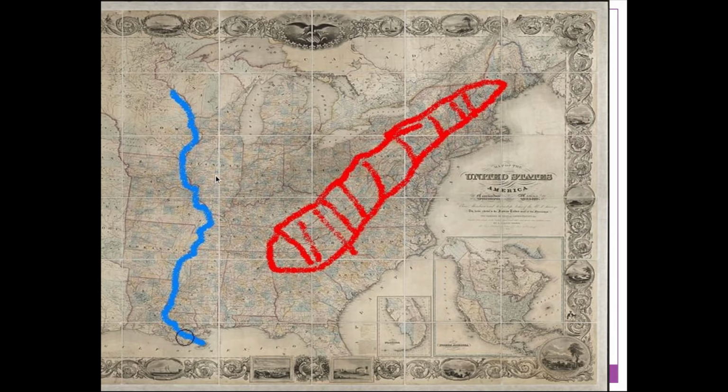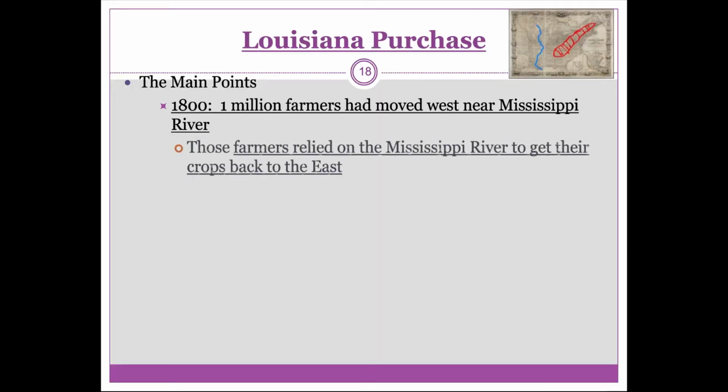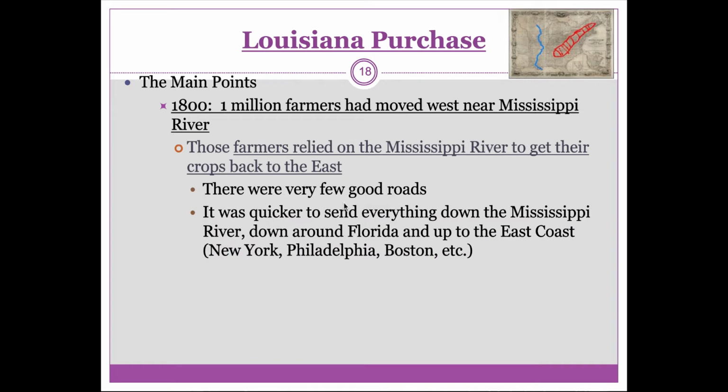So what they were doing instead is they were loading up their corn. They were taking it to the Mississippi River. From here, it would be put on a barge, and they'd float the barge down to New Orleans. And once it got down into New Orleans, they would transfer the corn to a larger boat, and then the boat would go all the way around Florida, come up the Atlantic to one of the big cities on the East Coast. That was the only way to get your crops back to the East Coast. And the reason why, fewer good roads, and it was quicker to do that journey down the Mississippi River around Florida and up the East Coast. That was your only option.